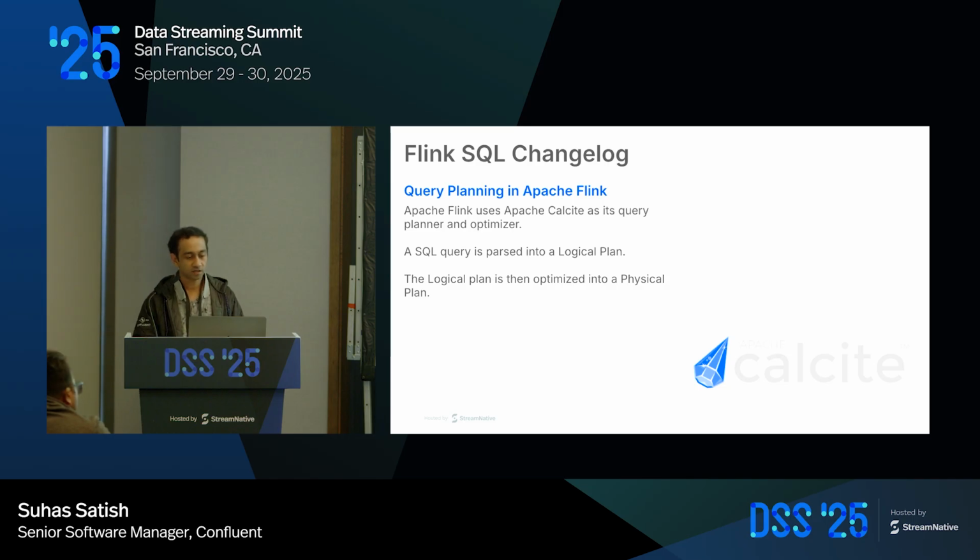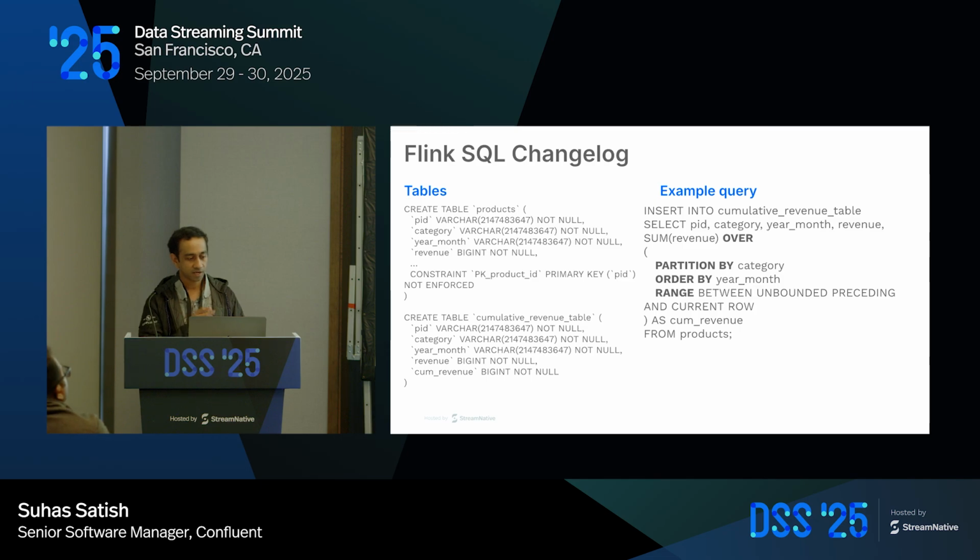We use Calcite in Flink for query planning and optimization. A SQL query is parsed into a logical plan. The logical plan then gets optimized into a physical plan. With this motivating example, you have a source table, products. We want to run some aggregations on it and then write to a destination table, the cumulative revenue table in this case.